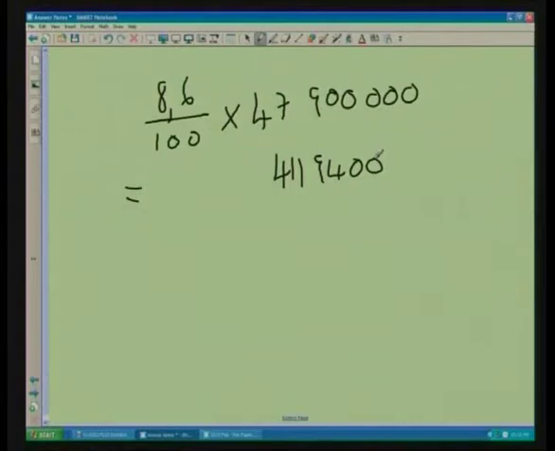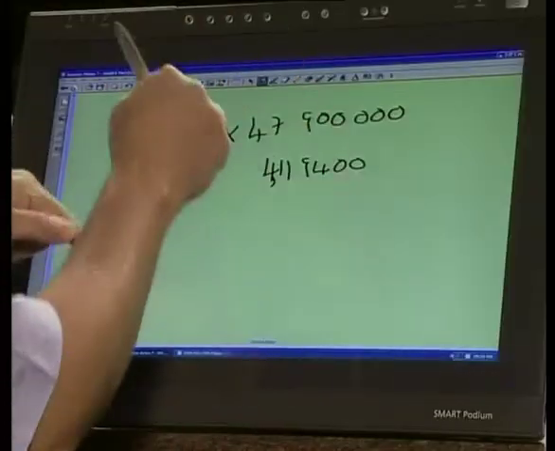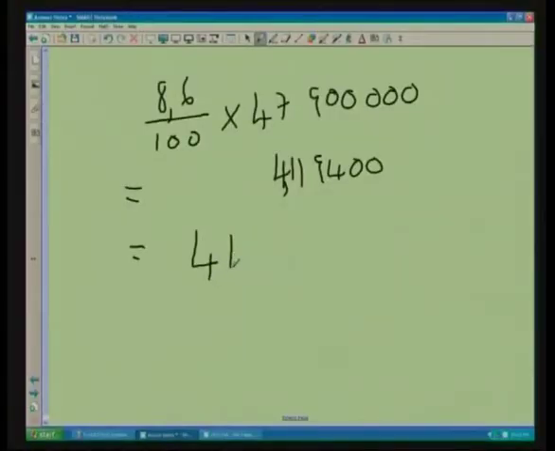4,119,400. Now, I want to tell you something. This afternoon, or earlier today, I did this very question with a group of my matrics. And one of my boys turned around and said, "Hey, I didn't get that answer." In fact, he got 41,190,000. And I just said, whoa, let's just stop.